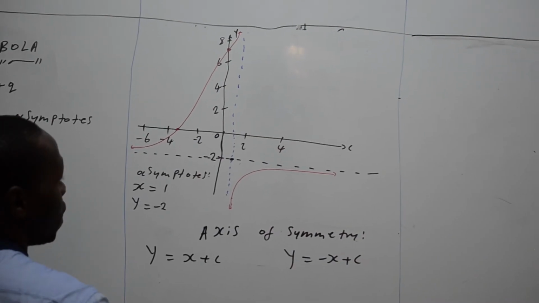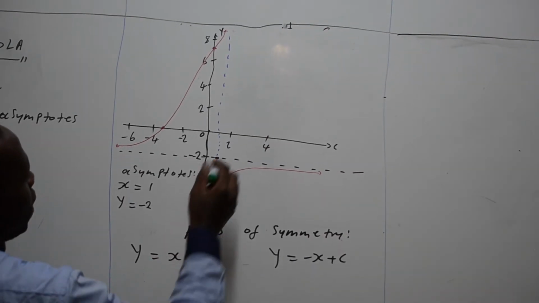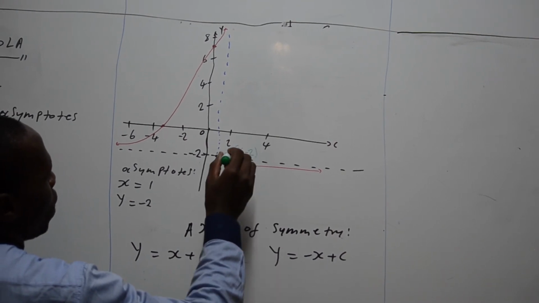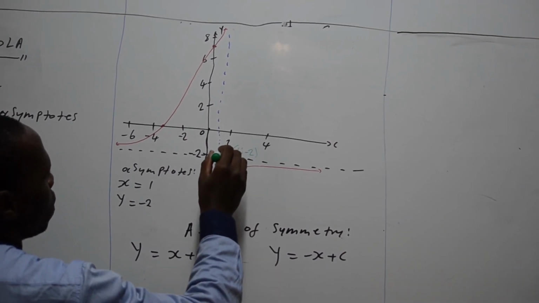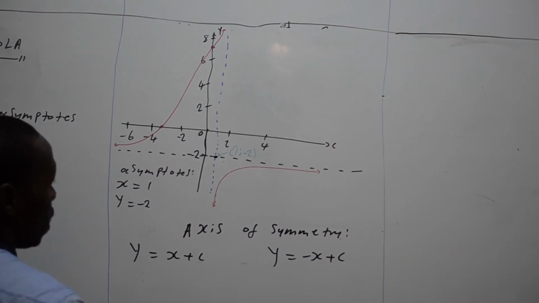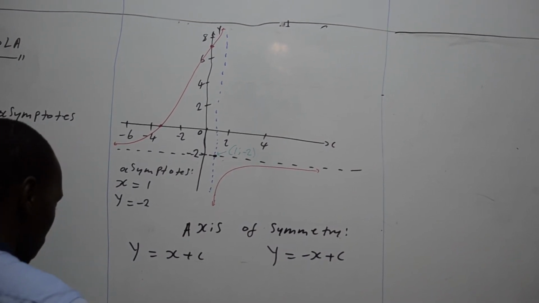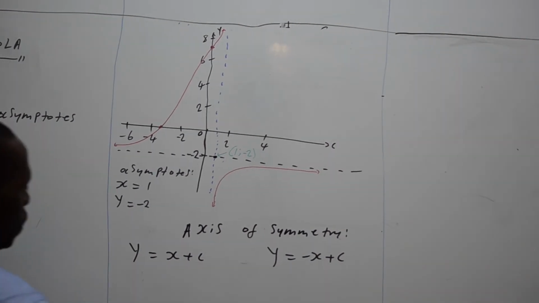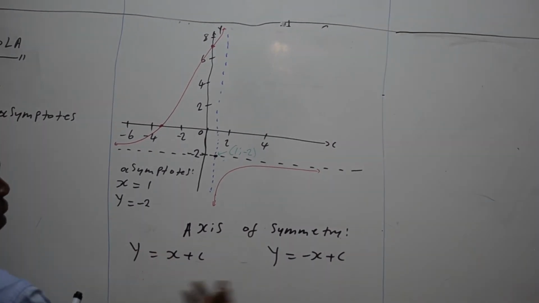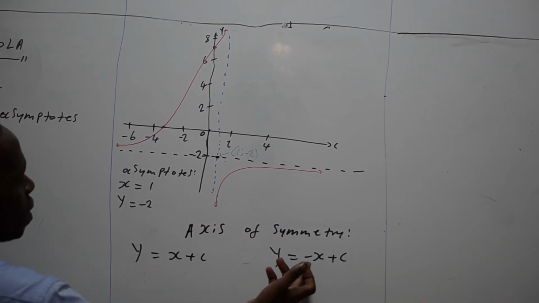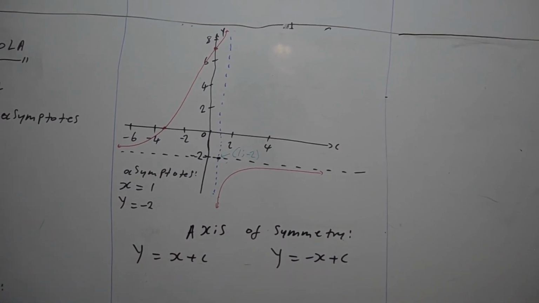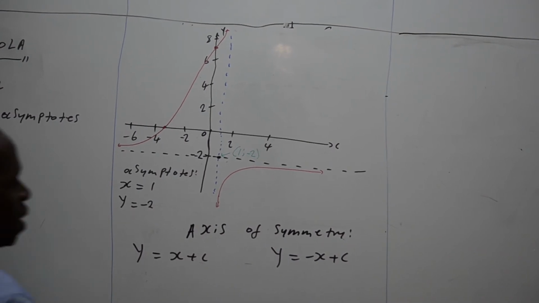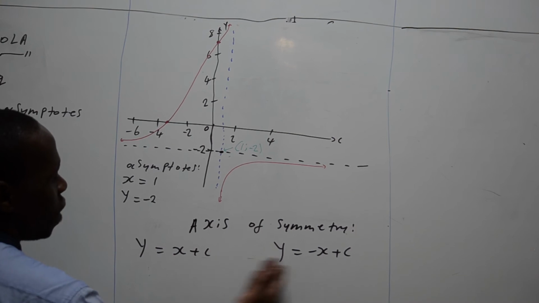So the point basically is 1, minus 2. The point is this point where the asymptotes meet. So now we want to find the graphs of the axes of symmetry. We already have a gradient here. It's a positive gradient, and it's a negative one. The examiner will say calculate or find the equation of the axes of symmetry where the gradient is negative. That is what you have to know.